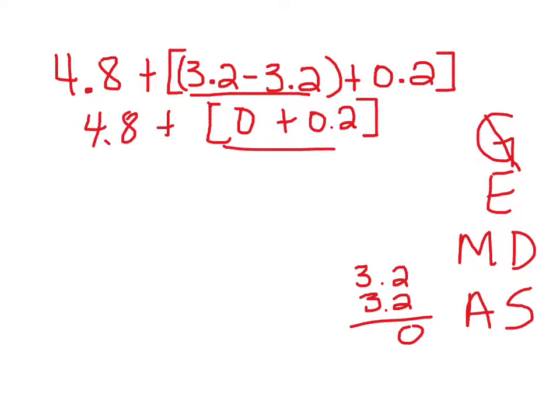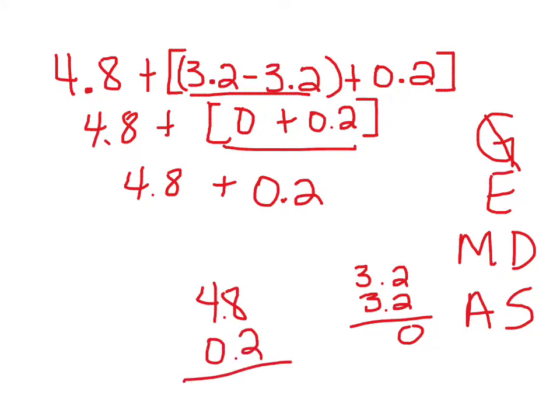All right, 0 plus 0.2. That's easy. 0.2 plus 4 and 8/10. And now we're just going to add 4 and 8/10 plus 0 and 2/10. 8 plus 2 is 10. 4 plus 1 is 5. Bring down my decimal. 5 or 5.0.